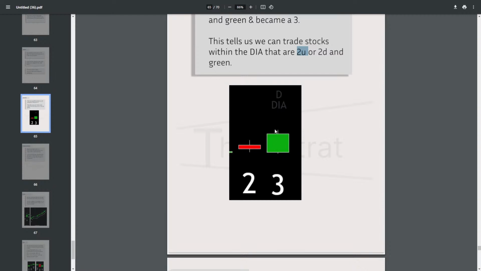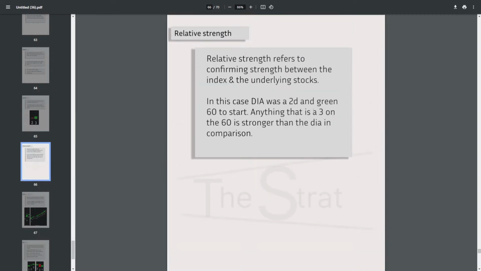The 2 ups will be relative strength because the Dow Jones is a 2 down and green. Anything 2 up is going up. This is failing to go down. Two different scenarios. So relative strength is just, we already talked about this, confirming strength between the index and the underlying.